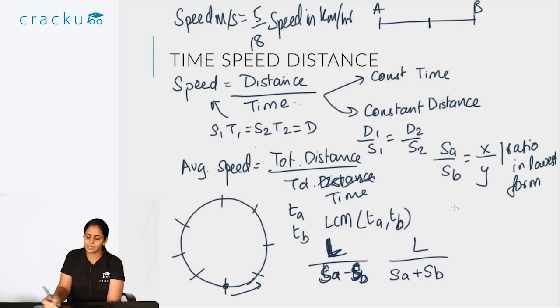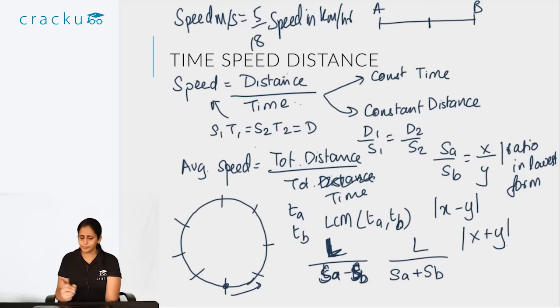If they run in the same direction, then the number of meeting points would be the modulus of x minus y. If they run in opposite directions, then the number of meeting points would be the modulus of x plus y.